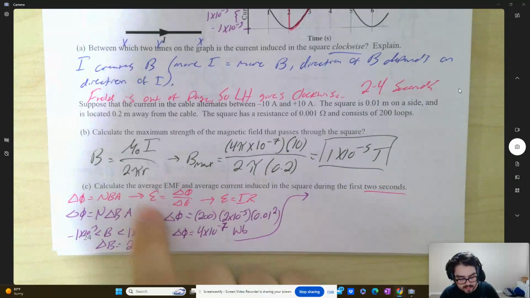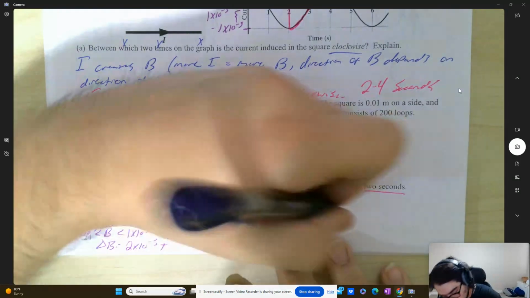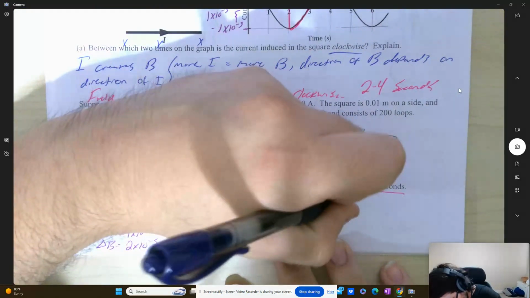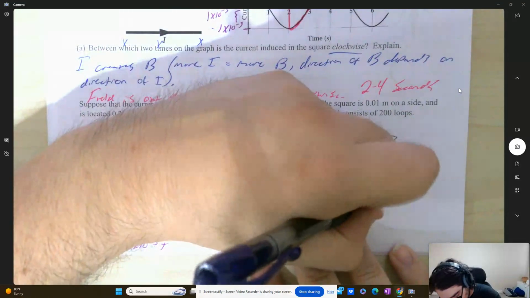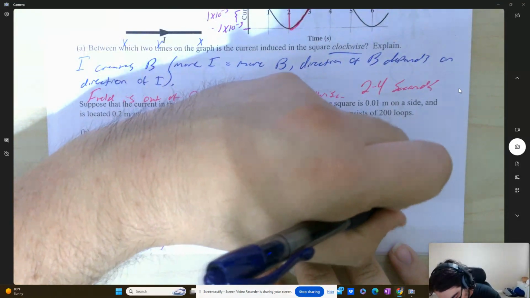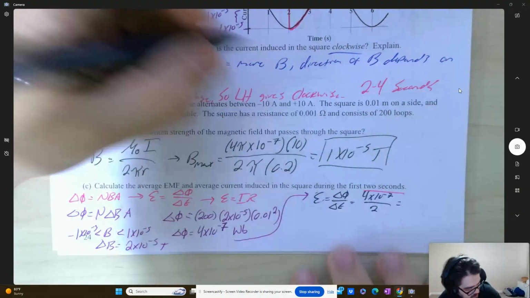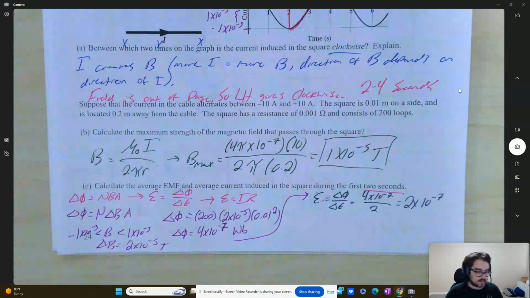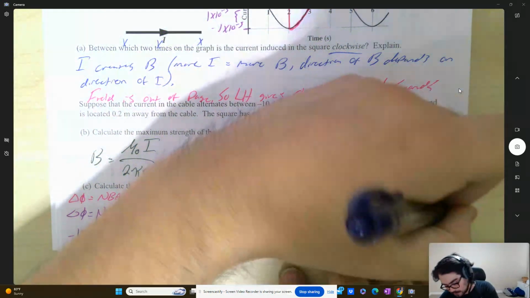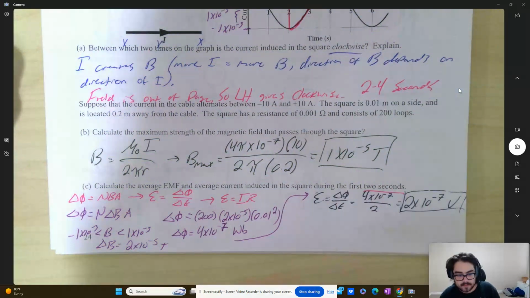So we plug this into epsilon equals delta flux over delta T. So I got epsilon is equal to delta flux over delta T, and we're just plugging everything in. That's 4 times 10 to the negative 7 over the delta T, which is 2, and that just gives me 2 times 10 to the negative 7. That's pretty straightforward. And that's volts. There's our EMF. Now we need to plug that into Ohm's law.